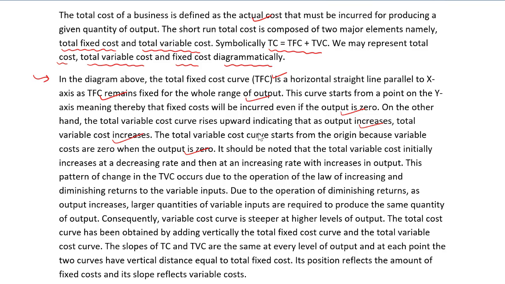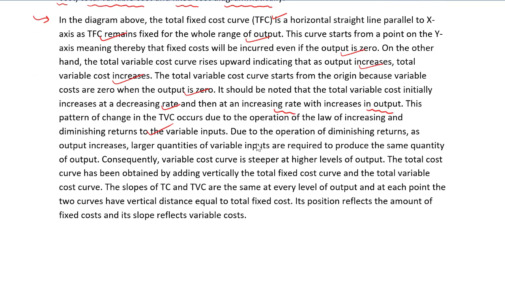It should be noted that over here, total variable cost initially increases at a decreasing rate and then increases at an increasing rate because the output is increasing. This pattern of change in the TVC occurs due to the operation of the law of increasing and the law of diminishing returns to the variable inputs. Due to diminishing returns, as output changes, a larger quantity of variable inputs is required to produce the same quantity of output. Consequently, we can say that the variable cost curve is steeper.